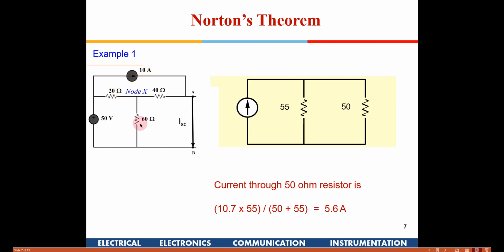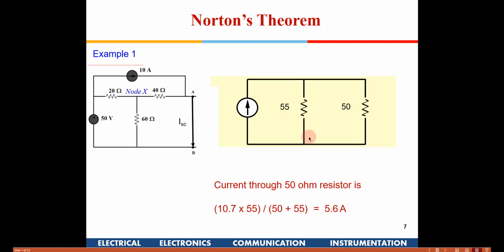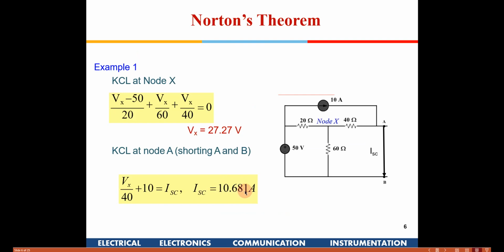So you have 20 and 60 in parallel. That is going to come in series with 40. 20 and 60 in parallel, I think it will come to 15 ohms, and in series with 40, 55. So we put 55 here, and this is the load resistor which is there in the problem statement, 50. Now this current we have computed here to be 10.618.